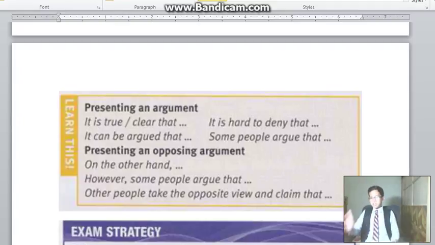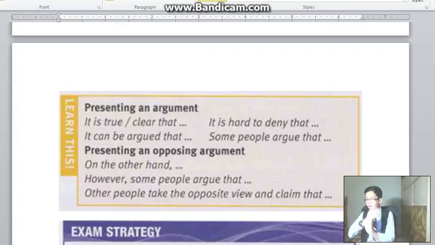So you can see the two bold statements: one is presenting an argument and one is presenting an opposite argument. Presenting an argument is to support. An opposite argument is to argue with that, against it.